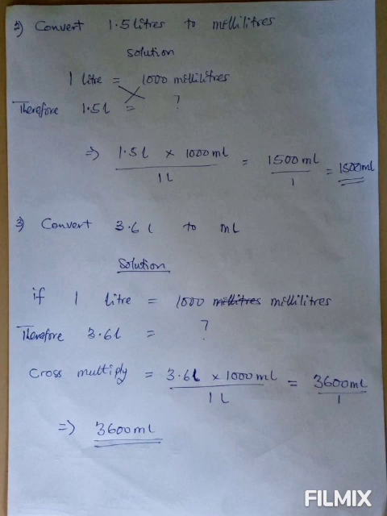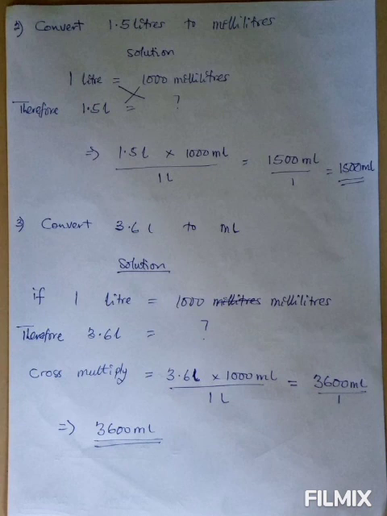Taking the next illustration. We are saying convert 3.6 liters to milliliters. Now, you take the same procedure. If 1 liter is equal to 1,000 milliliters, therefore 3.6 liters will give you how many milliliters? So, as I said, just cross multiply. When you arrange it, cross multiply. Now, 3.6 liters will multiply 1,000 milliliters, all over 1 liter.